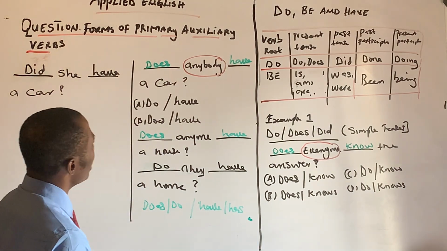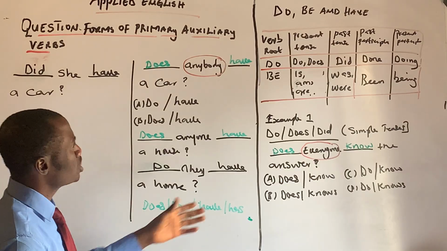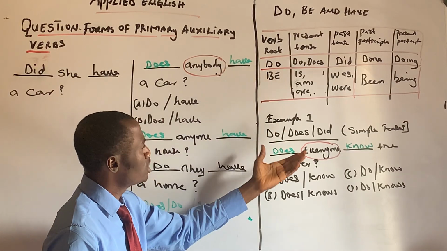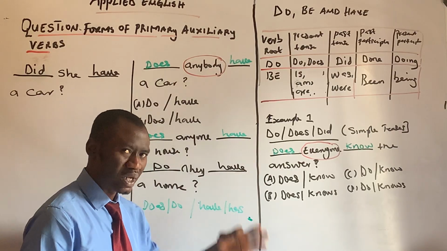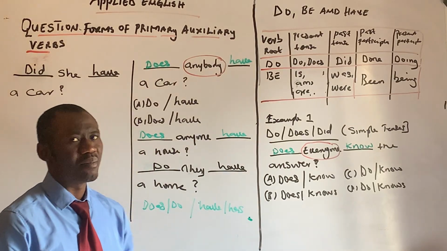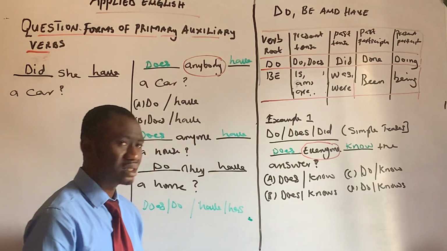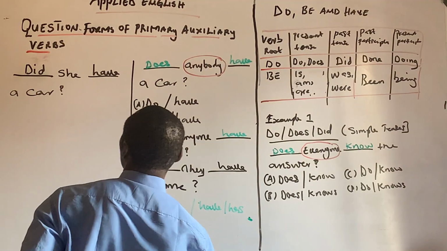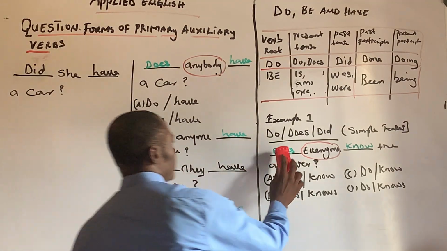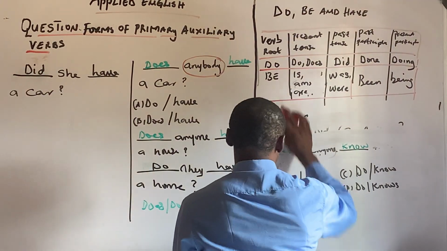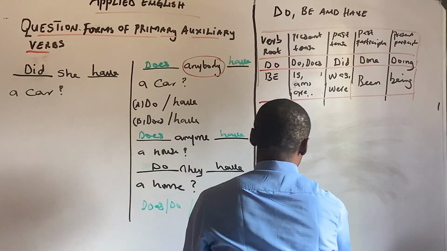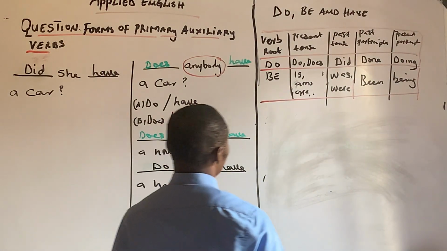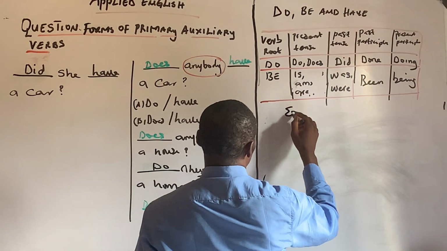All right. Now, these are how to form the question with do: do and does in the present tense, did in the past tense. This is used in simple tenses. All right. Now, let's go to the next one, example 2.